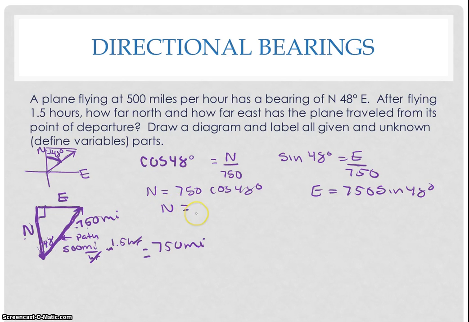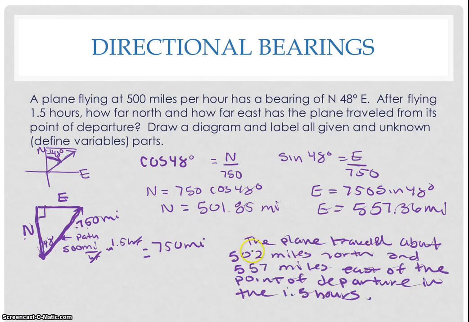When I type it into my calculator, how far north is about 501.85 miles, and how far east is about 557.36 miles. And again, we should go ahead and write this in a sentence. So my sentence is, the plane traveled about 502 miles north and about 557 miles east of the point of departure in the 1.5 hours that we traveled.